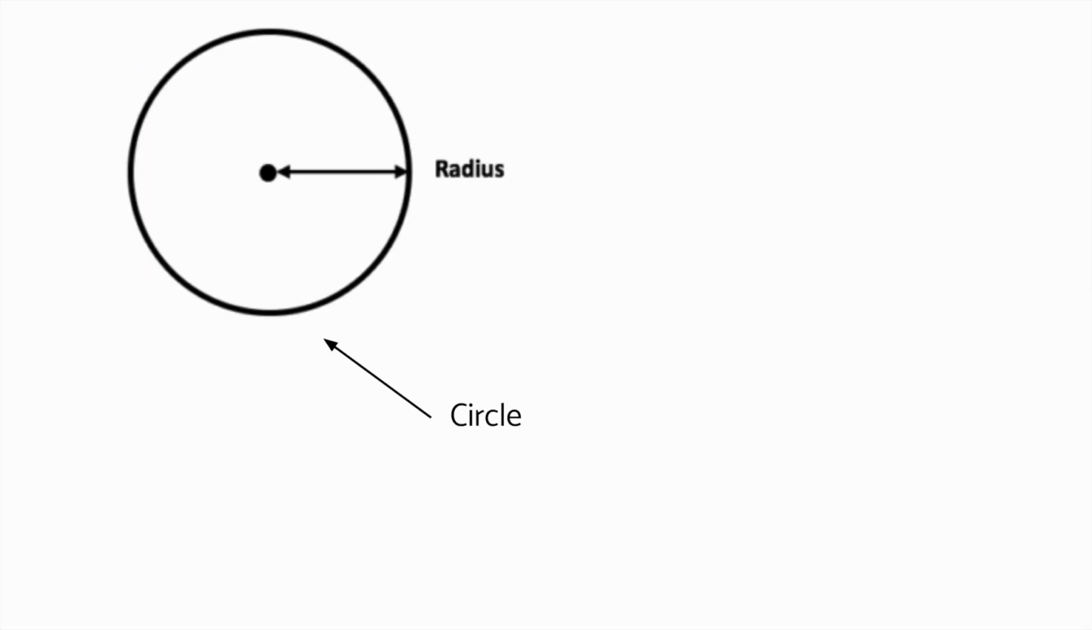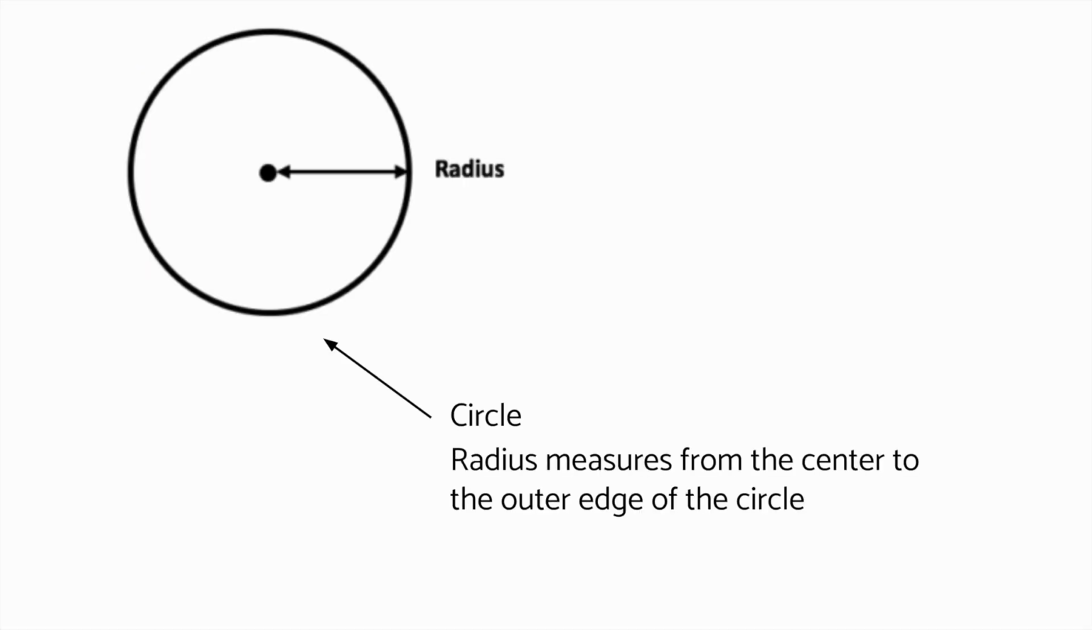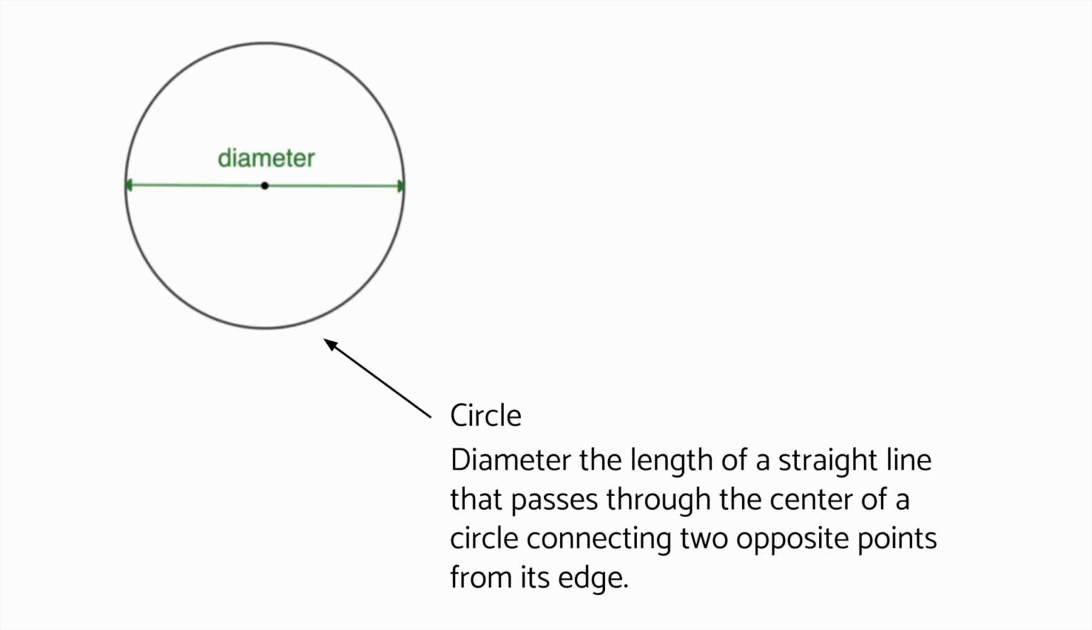This is a circle, and the radius in a circle measures from the center to the outer edge of the circle. The diameter of a circle is the length of a straight line that passes through the center of it, connecting two opposite points from its edge.